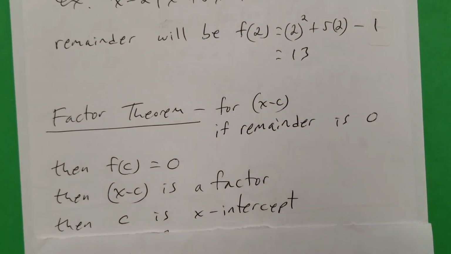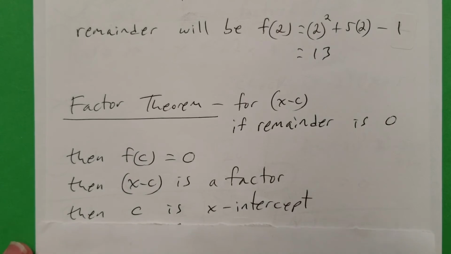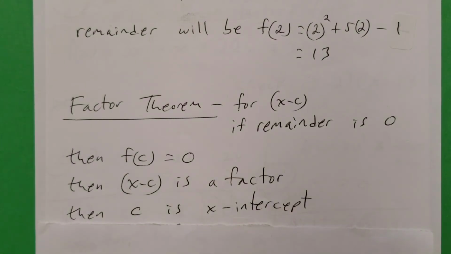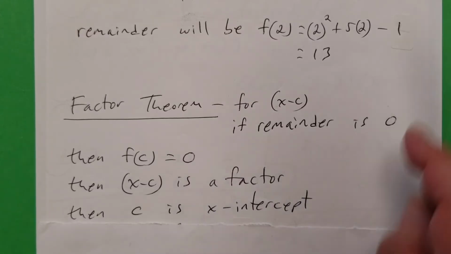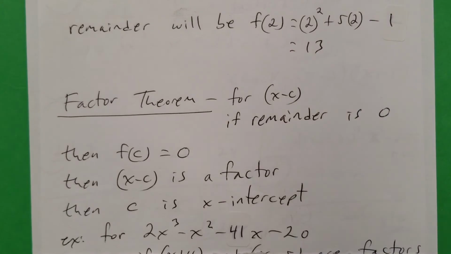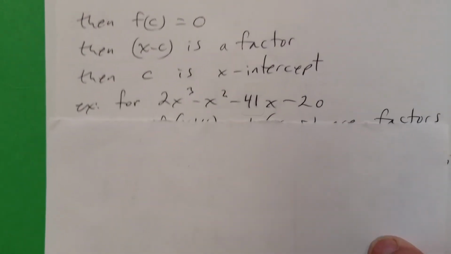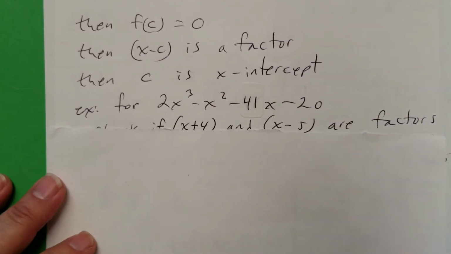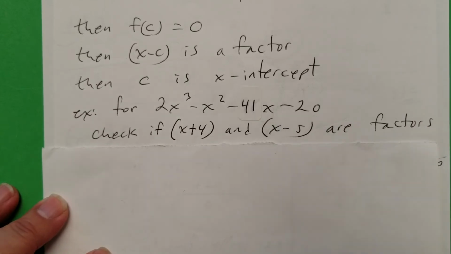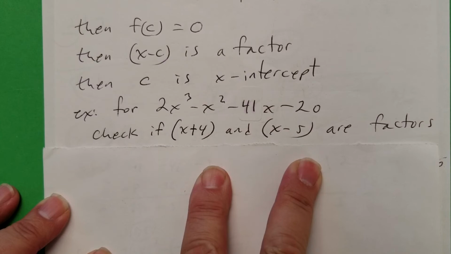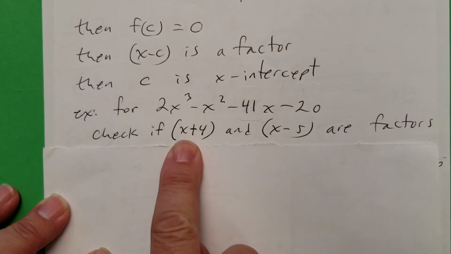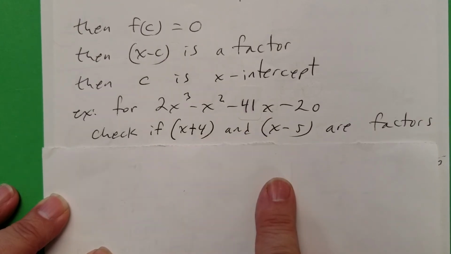And lastly, another thing is if we were to graph it, then c would be an x-intercept. It would be a 0. C would be an x-intercept. So here's an example. Here's a long polynomial. Now let's check. I just want to check that these two are factors. In other words, yes or no. Is this a factor? Is this a factor?